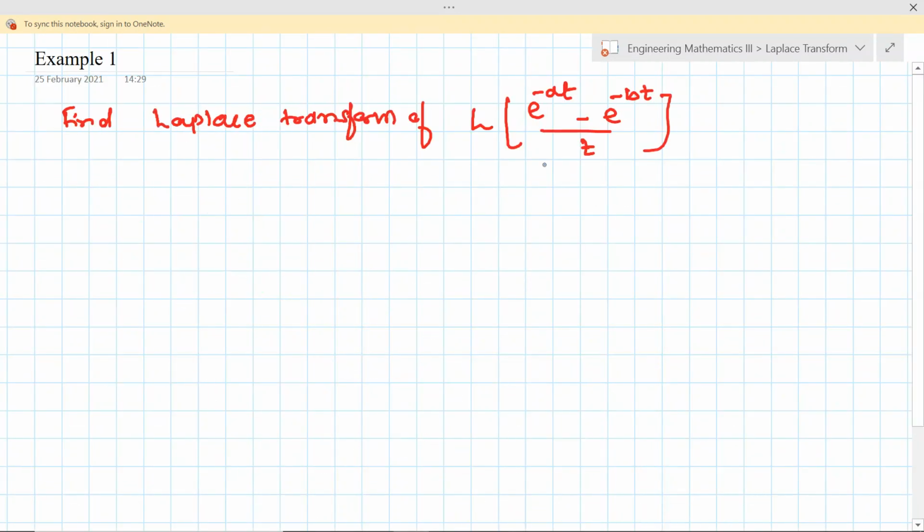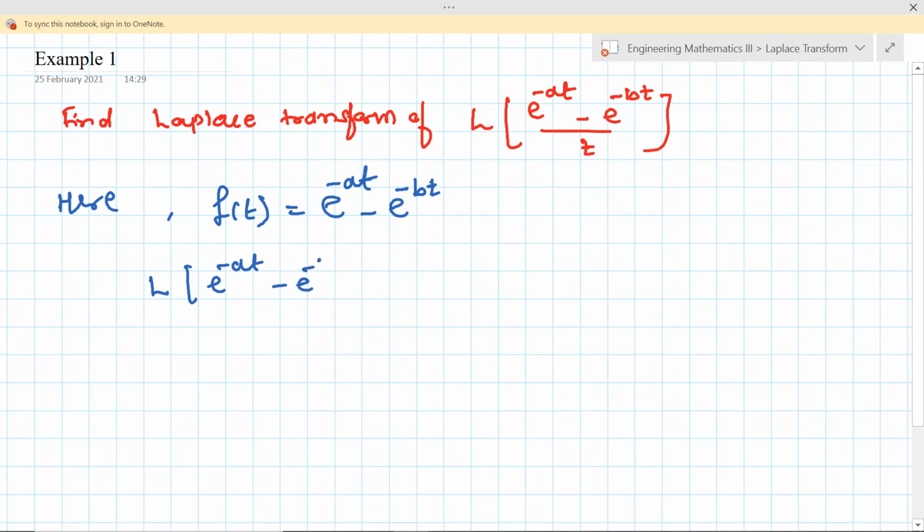This is the example. Find the Laplace of (e^(-at) minus e^(-bt)) upon t. Now what is f(t) here? f(t) is equal to e^(-at) minus e^(-bt). What is the Laplace of this? The Laplace transform of f(t) means e^(-at) minus e^(-bt). Separate the Laplace: Laplace of e^(-at) minus Laplace of e^(-bt).